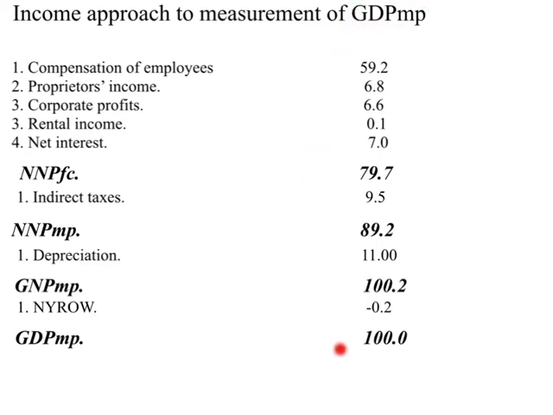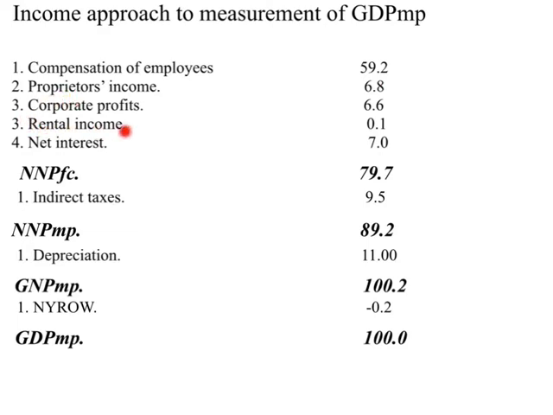Now let us look at details of income approach to measurement of GDPmp for the US. And just note these numbers are in percentage, and the idea is to give you the relative importance of each category. The first item is compensation of employees, which is like wages that we had considered in the previous slide, and this is about 59.2% of GDPmp. Proprietor's income is the income of self-employed or very small businesses, and to that, if you add corporate profits, which is the profits made by bigger firms, what you get is total profit, and that will be 13.4% of GDP.